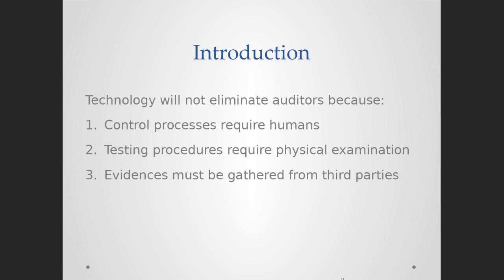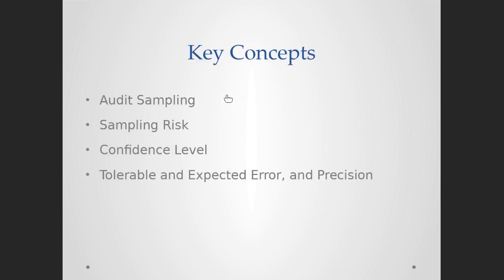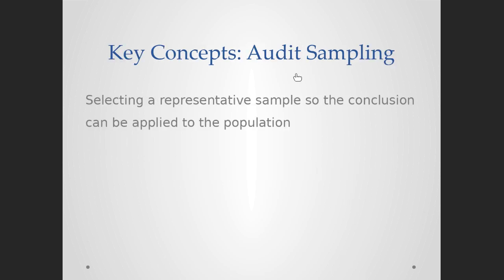All right. Very good. Now, for the next 20 minutes or so, we're going to learn the following key concepts that are related to audit sampling. The concepts are, number one, audit sampling. Number two, sampling risk. Number three, confidence level. And number four, tolerable and expected error, along with precision. So let's start with the first one. The first one is audit sampling.